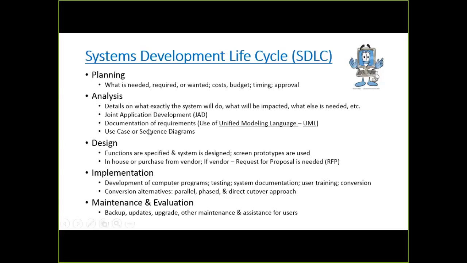Basically, this is where we address all the details about the system. What is this system going to do? What will be impacted? What else is needed? This can happen by working with a team of computer programmers and developing a joint application, okay, which is a joint application development process. And in that case, you would have to document all the requirements and explain to them how everybody is going to use the system, whoever is planned to be part of that system.